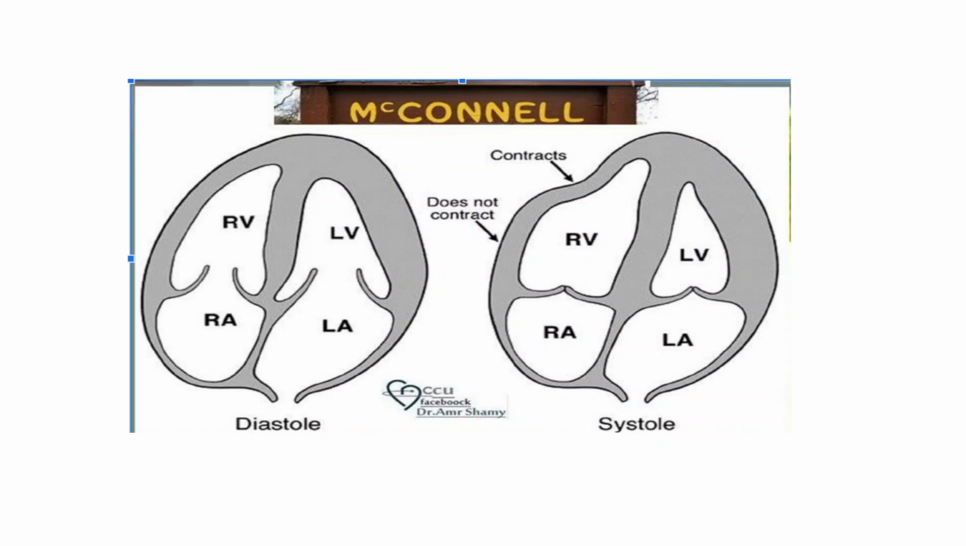McConnell sign is that the free wall of the right ventricle will not contract, but the apex of the right ventricle will contract normally, or it may be hyperkinetic. The free wall is affected the most because the right ventricular outflow tract is obstructed, so there will be ischemic changes to the free wall. The free wall will not contract, but the apex will somehow retain its blood supply and will be able to contract normally, or there may be hyperkinesia of the apex, and that is known as the McConnell sign.